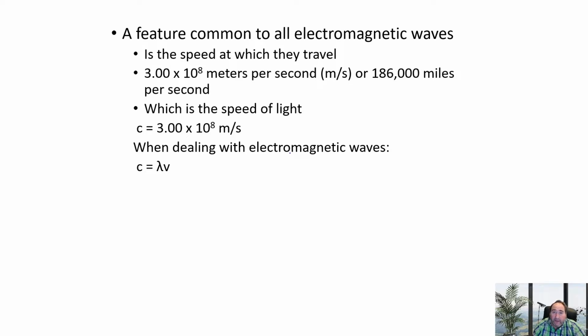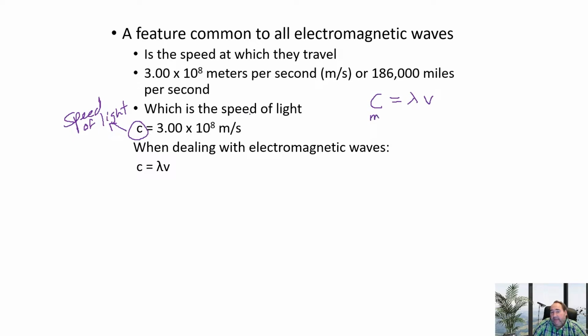So a feature of all electromagnetic waves is the speed at which they travel, and that's 3 times 10 to the 8 meters per second. That is the speed of light, which is what c is here. So c is the speed of light. And when we deal with electromagnetic radiation, we actually use this formula here. c is equal to the wavelength times the frequency.